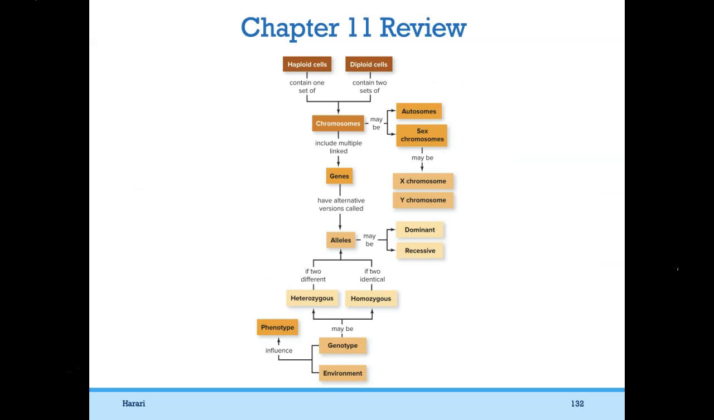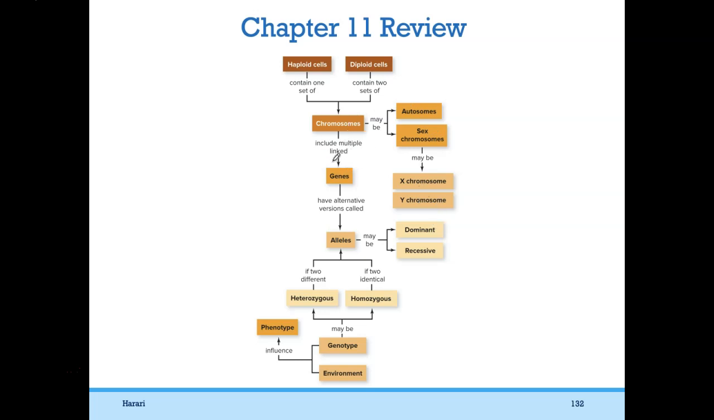That is the end of chapter 11. So let's just recap everything we spoke about so far. We said cells could be haploid or diploid. Haploid cells have 1 set of chromosomes. Diploid cells have 2 sets of chromosomes. Chromosomes can be autosomes, right? Pairs 1 through 22, or sex chromosomes, which can be X or Y.